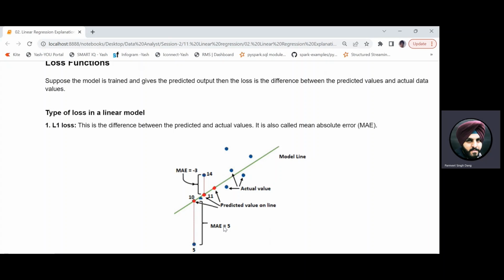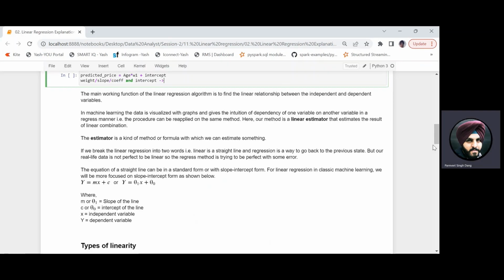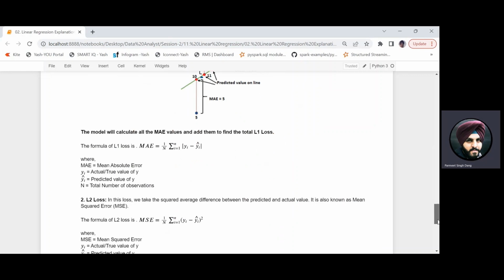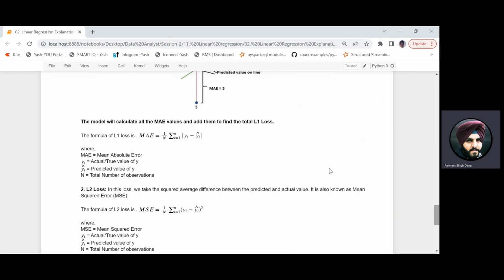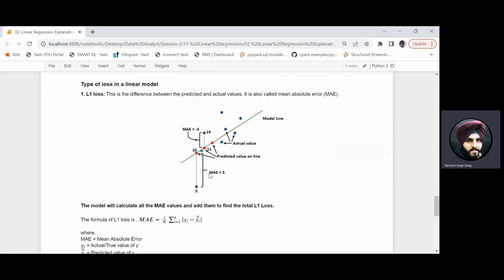Now, if I move down, there's another type of loss which is known as the L2 loss. We are not worrying about how this error is calculated at this point in time. So let's say the mean absolute error here is 5, and here it is -3.